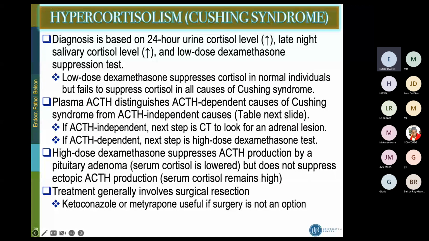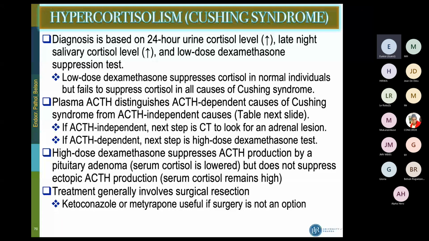So we're explaining the issues of this cortisol 24 hours. Plasma STH distinguishes STH-dependent causes of Cushing syndrome from the STH-independent causes. So we have a table here to read, but you can understand that the cortisol kuba yiyongereye maso bishobora guterwa na STH because it is the one responsible for that. It can be responsible for overproduction of cortisol nk'uko bikora kuri aldosterone.